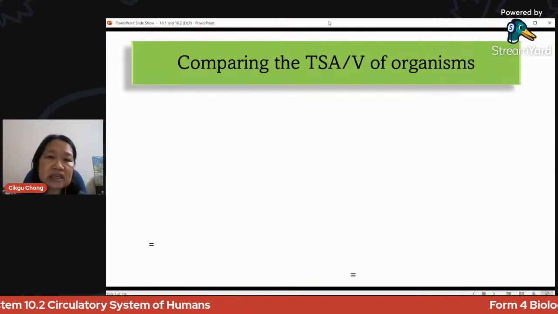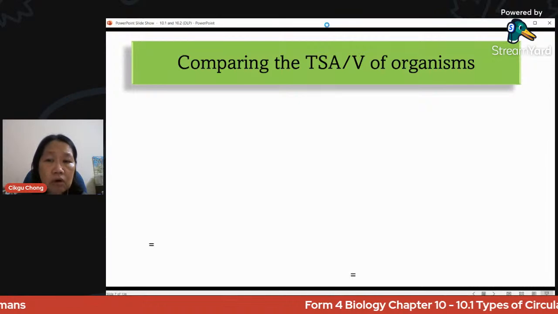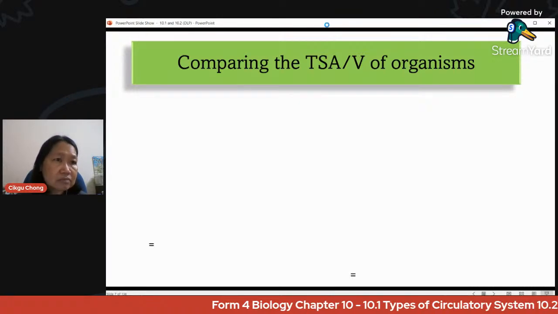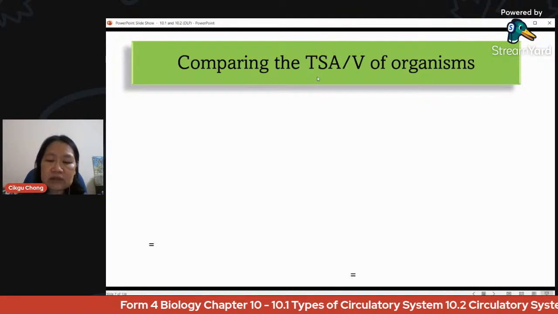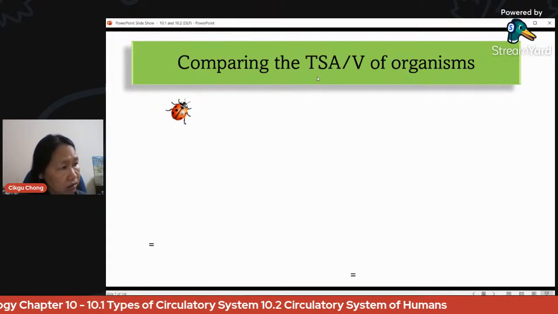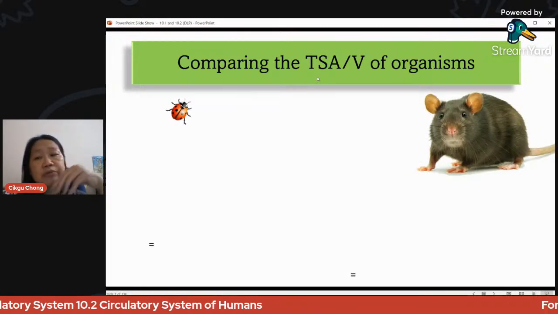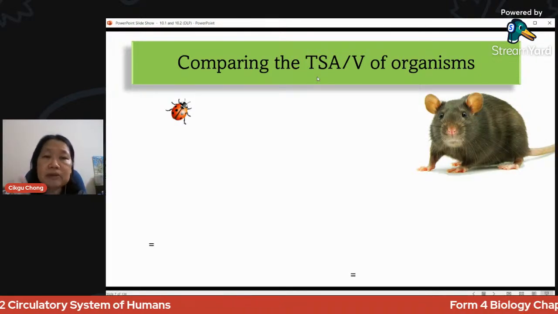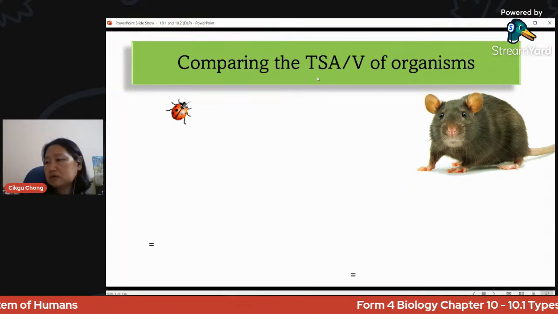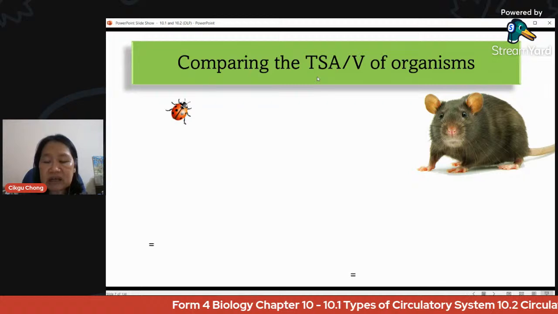Let's compare the TSA per V of the two organisms. So we compare a small organism and a large organism. Just for example, we have a ladybird. Ladybird is quite small, right? Let's give a simple example, and then we compare with a rat, where it's much bigger, right? Maybe the size of the body maybe like 100 times bigger, all right? The volume maybe 100 times bigger.